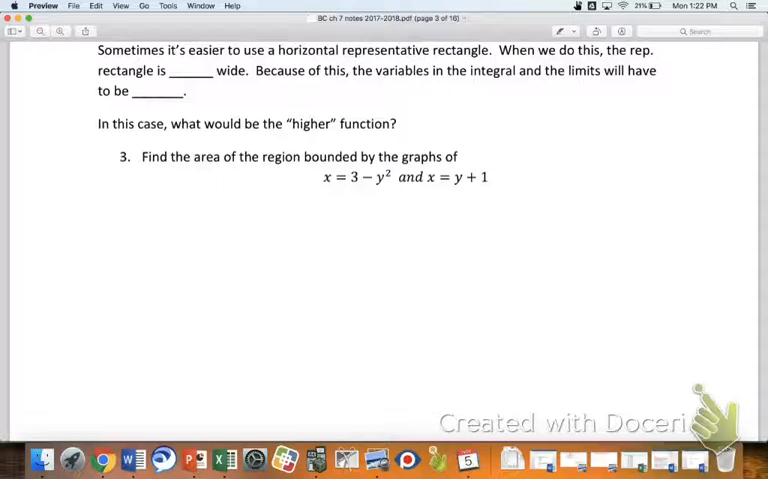So when we do this, the representative rectangle is no longer dx wide. It is dy wide. And this little differential, the thing that doesn't seem to matter that much, actually very much matters, because once you decide it's going to be a dy thick representative rectangle, that means everything in your integral has to be in terms of y. Everything would have to be in terms of y in a case like that.